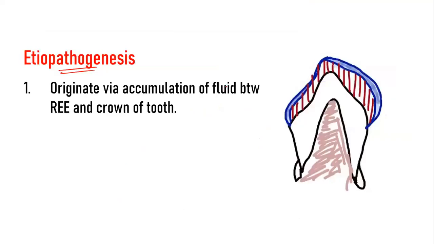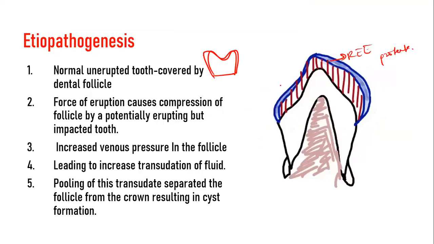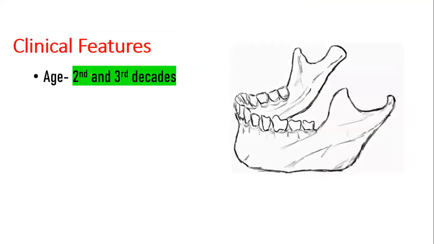Its etiopathogenesis is related to fluid accumulation between the reduced enamel epithelium and the crown. So as you know, an erupting tooth is covered by something called the reduced enamel epithelium, which protects the crown. As the tooth erupts, there can be compression of the follicle containing the reduced enamel epithelium, leading to increased venous pressure and increased transudation of fluid, causing separation of the follicle and cyst formation.